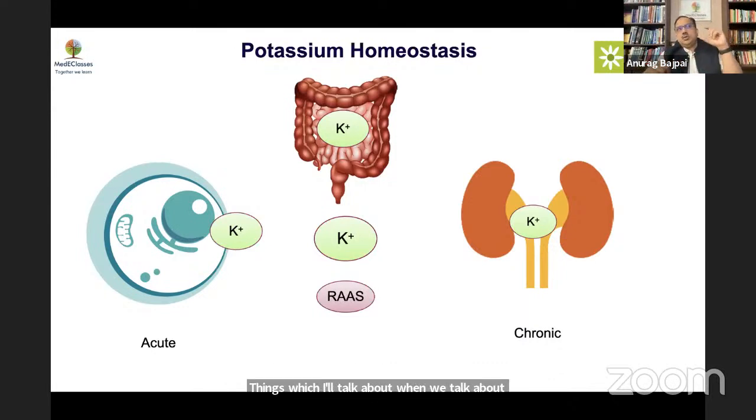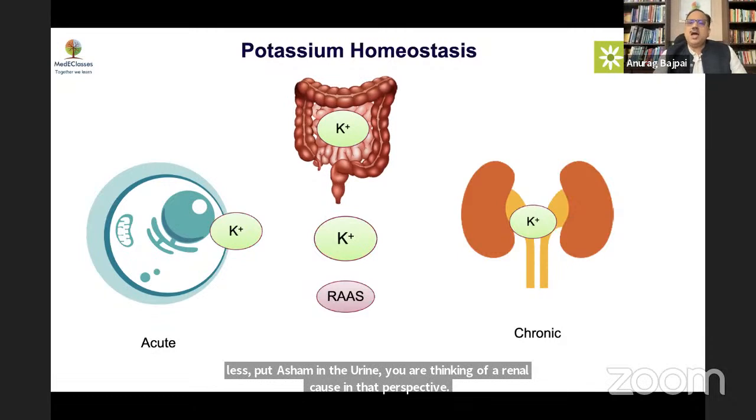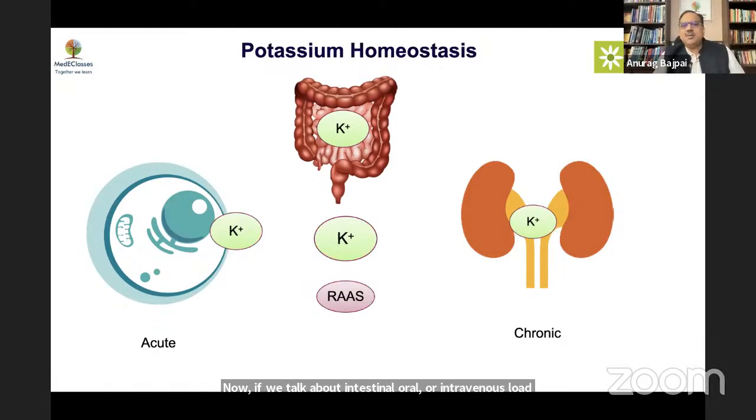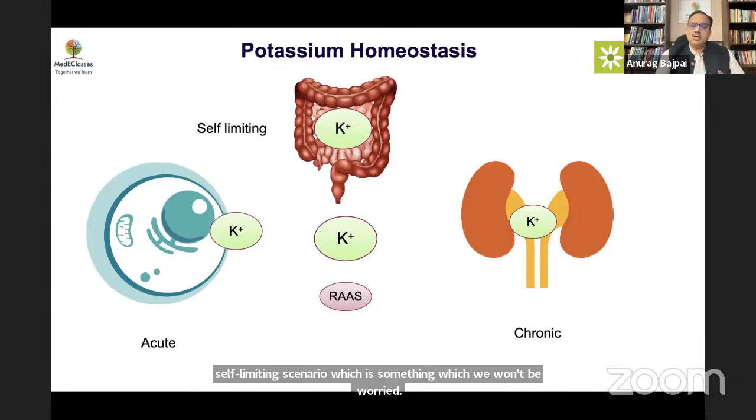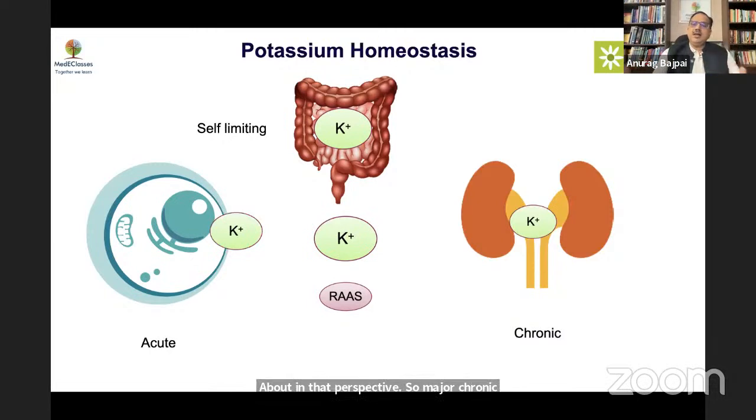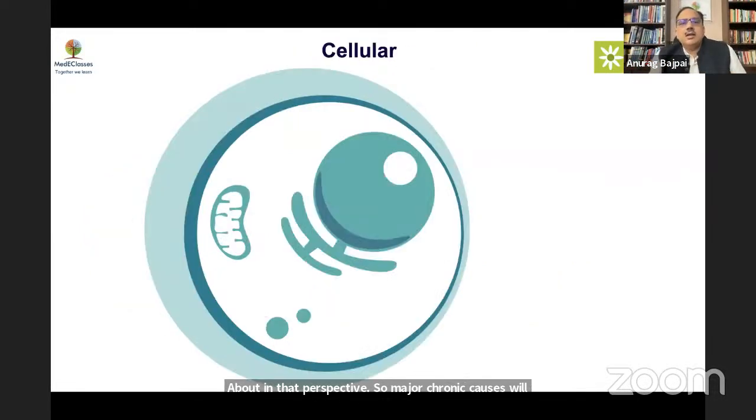So individuals who have a high serum potassium but less potassium in the urine, you're thinking of a renal cause. Now, if we talk about an intestinal, oral, or intravenous load, as Vibha talked about, if you get too much potassium, the kidneys are very efficient. They will basically wash it out. So this will be a self-limiting scenario, which we won't be worried about. So major chronic causes will be renal or adrenal. This is what we'll talk about.